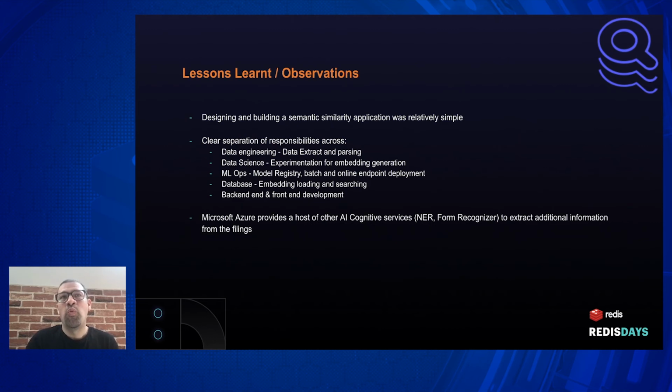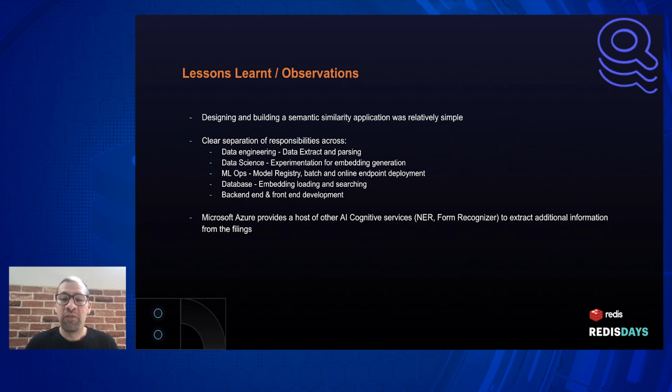Some of the things that we ran out of time and couldn't test, but we think would add a lot of value, are additional AI and cognitive services that Microsoft Azure provides. There are services like named entity recognition that could be applied to the paragraphs in the filings to recognize people, places, or names of companies. And we think that this is important because it could help you form a better picture of how entities in a filing are located or are related to each other.